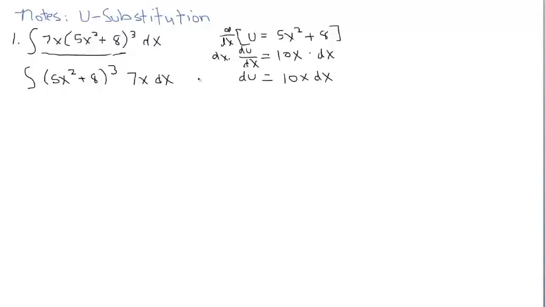Well, what I see is that right here I can pull out this multiplier of 7. I don't want 7, I want 10. I want 10x dx. So here's one way. If I pull out this multiplier, because I have a property of limits that says I can pull out a constant, I'm going to have 7 times the integral of the quantity 5x squared plus 8 cubed, and I'm left with x dx.